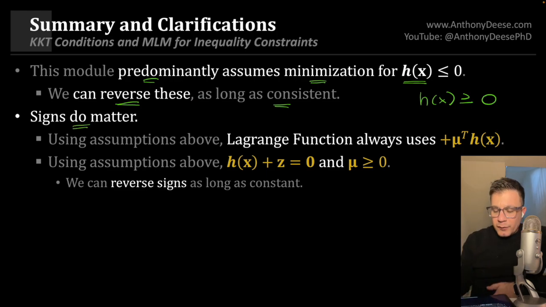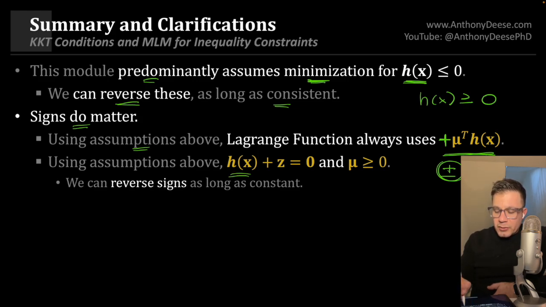We talked about several different signs, and I wanted to come back to that. So under these assumptions above, this one and this one, the Lagrange function always employs a plus for the inequality term. I know that we had plus or minus, but when we're dealing with minimization or these assumptions up above, it's always plus.